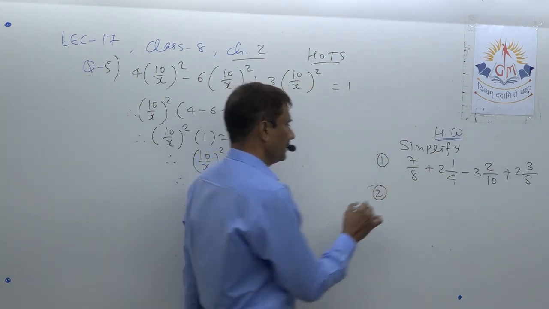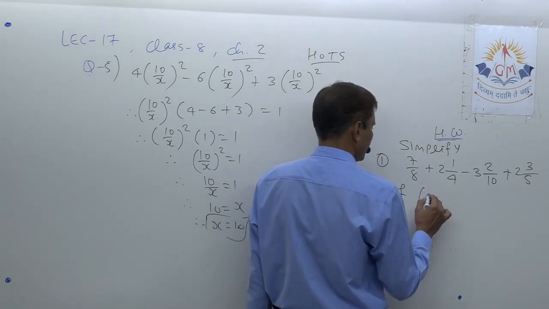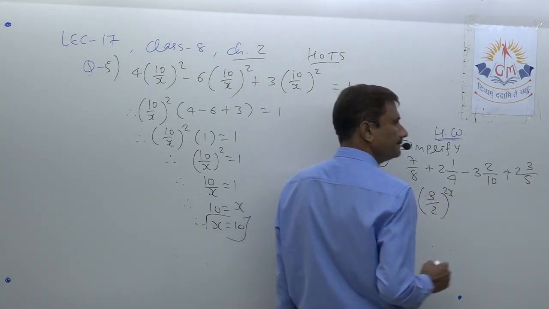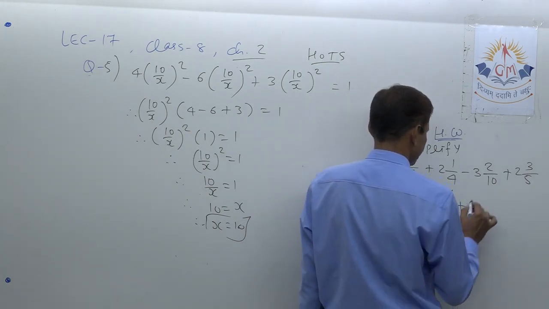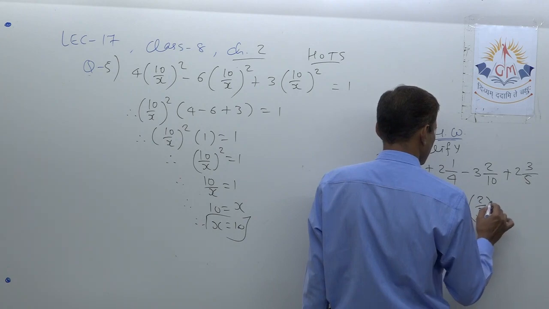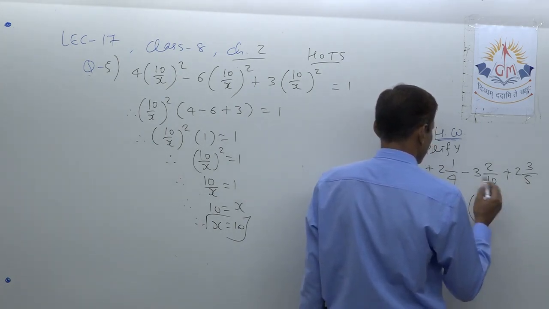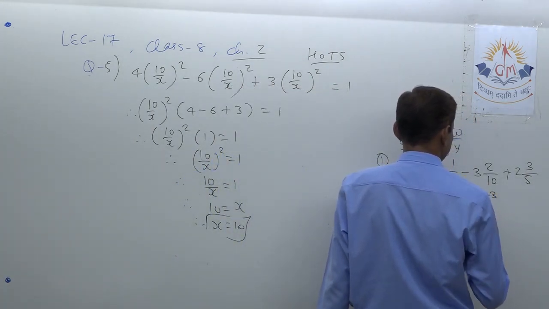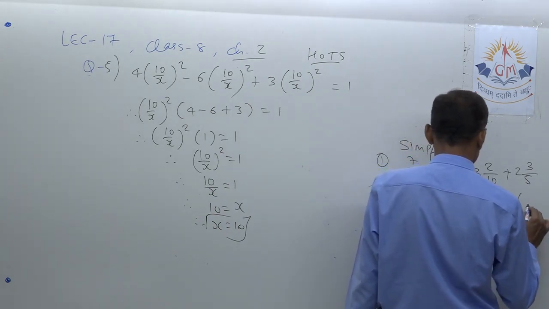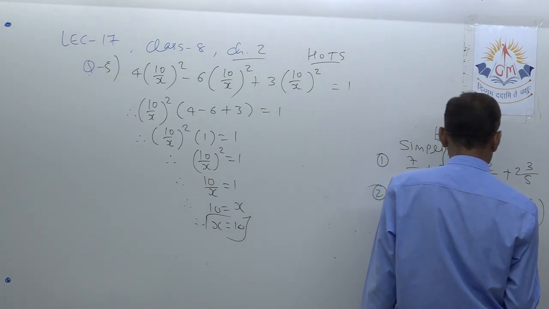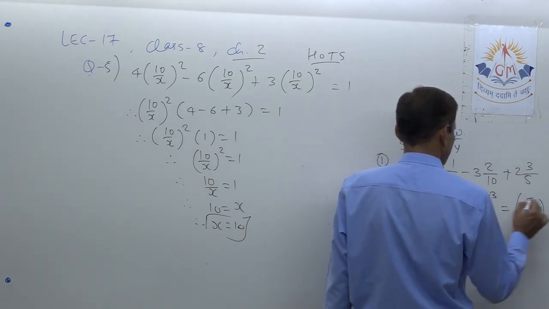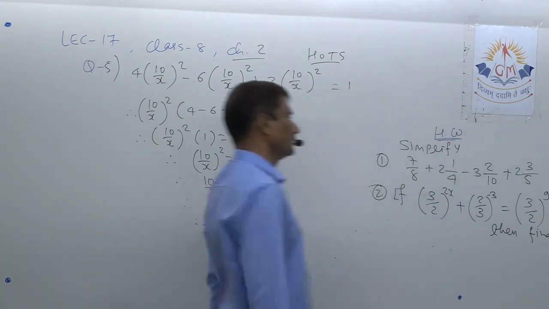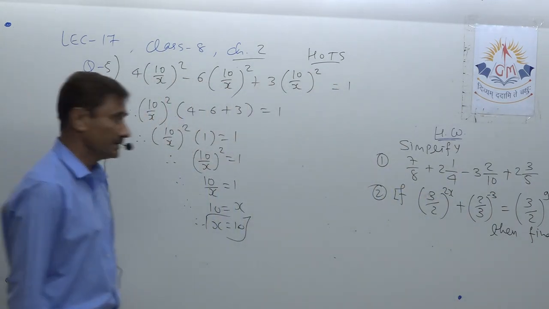Second, if x, (3 by 2) raised to 2x plus (2 by 3) raised to 3 minus 3 is equal to (3 by 2) raised to 9, then find x. Okay, the base should be equal here. That is the main condition.